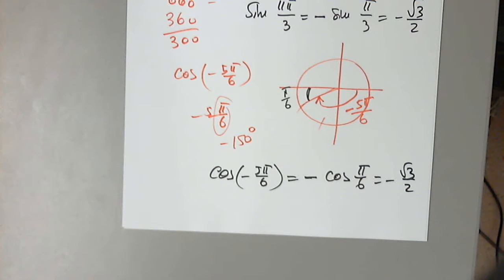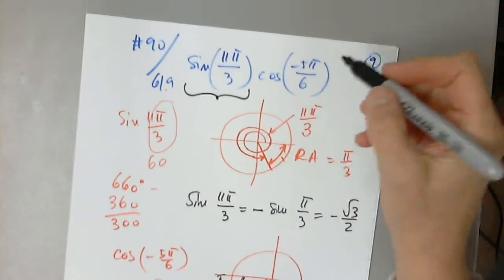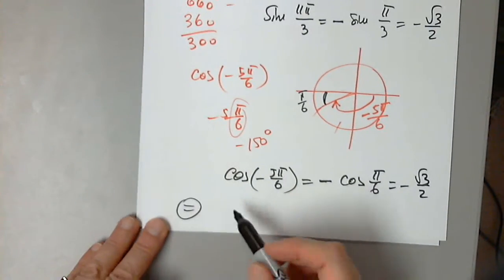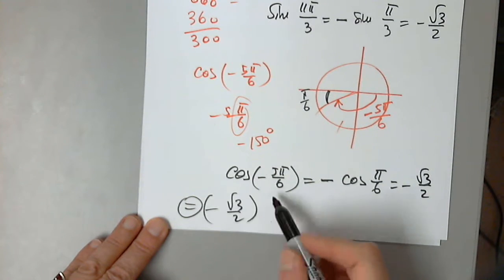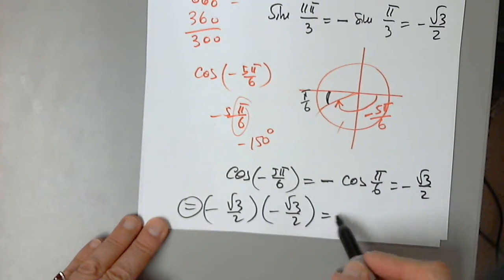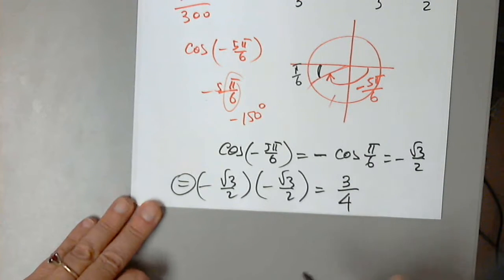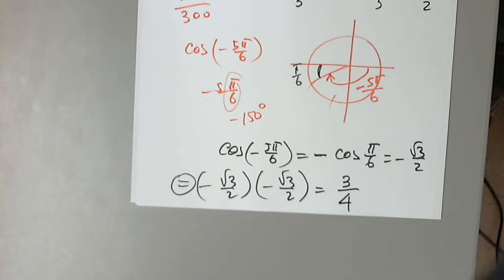Now we can put everything together. We have both. The first one was negative the square root of 3 over 2. The second one is negative the square root of 3 over 2. So the product is 3 divided by 4. And that's the simplified form of this expression.